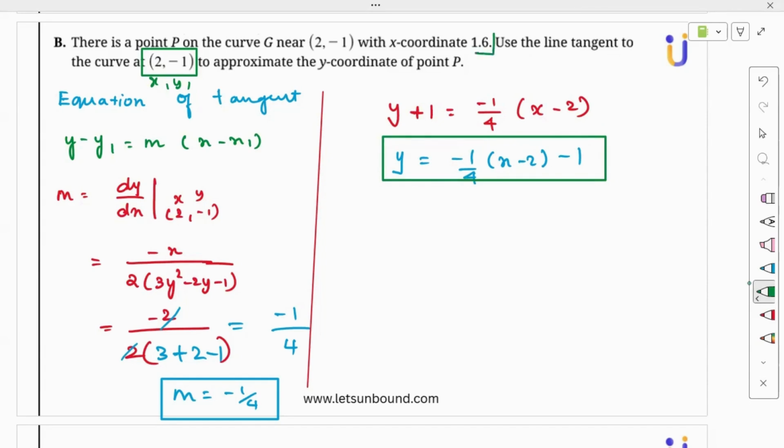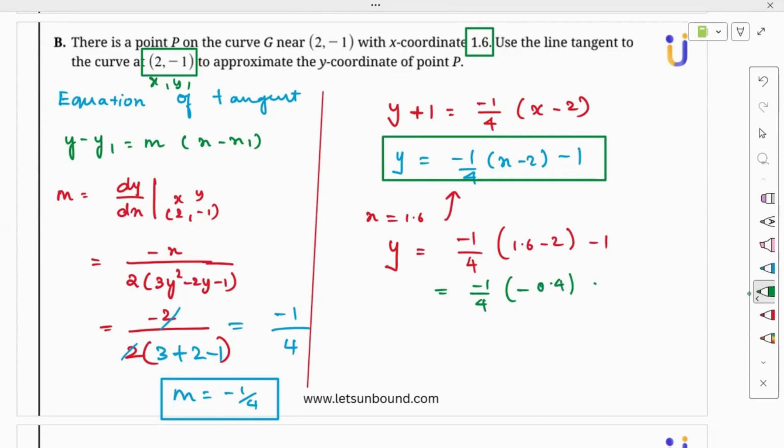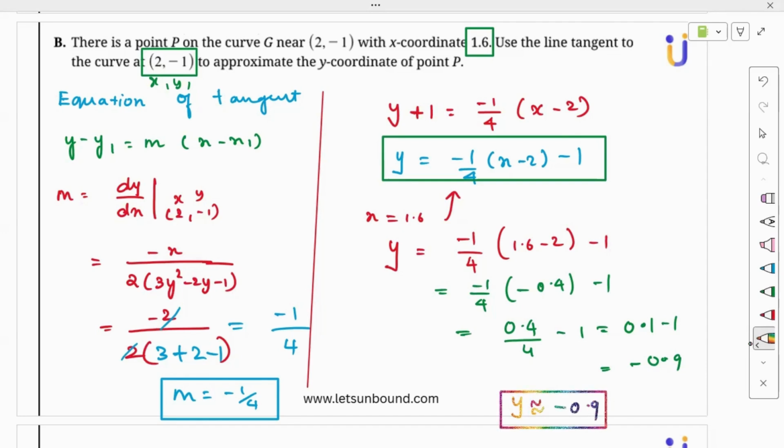Now, near the curve, there is a point with x coordinate 1.6. With x coordinate 1.6, what is y? So just plug in x as 1.6 in this. So y would be negative 1/4 (1.6 minus 2) minus 1. And negative 1/4 times (1.6 minus 2) is negative 1/4 times negative 0.4, right? So you get positive 0.4 by 4, which is 0.1, minus 1, which is negative 0.9. That's it. So the required y coordinate is approximately negative 0.9. That's the tangent approximation. Very simple part B, right?